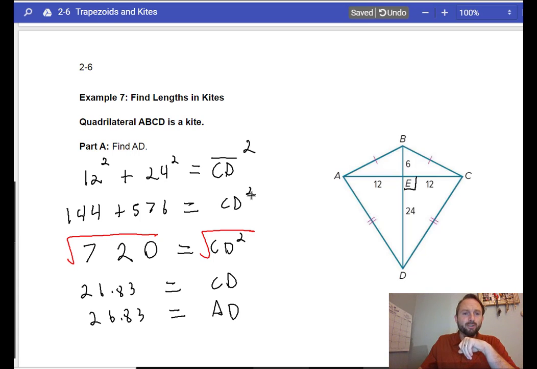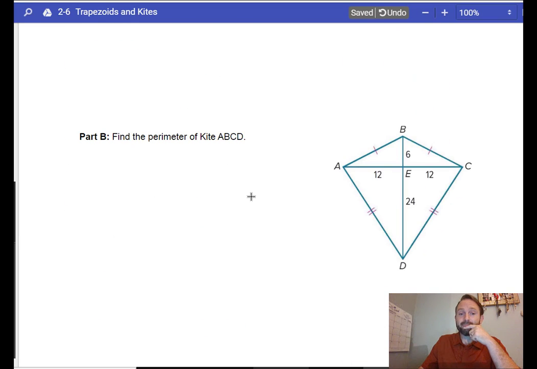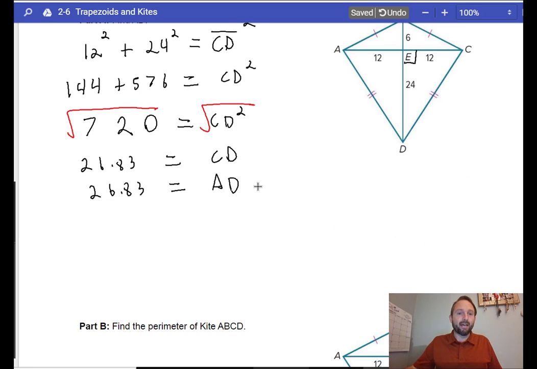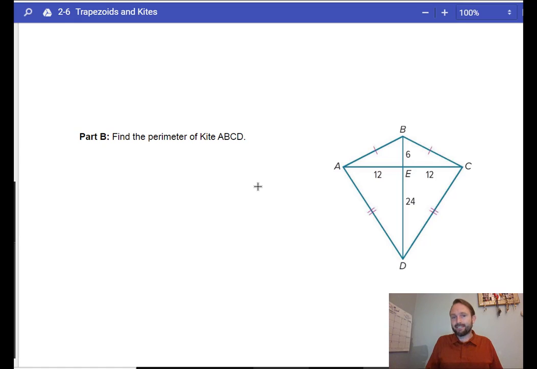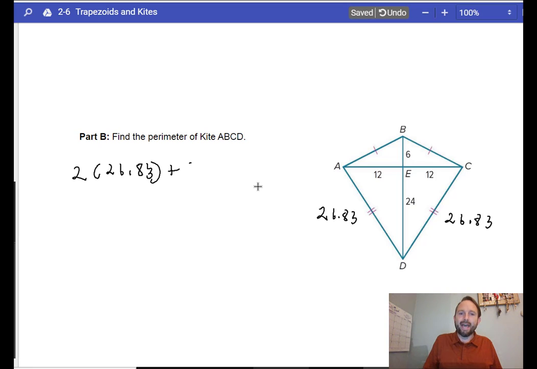All right, let's go to part B. It says find the perimeter of kite ABCD. So once again, we understand that 26.83 is AD. So let's write this down, 26.83. I can literally multiply that by 2 and then add the top part times 2, since I know that these are equal. So I'm going to add 2 times whatever AB is equal to.